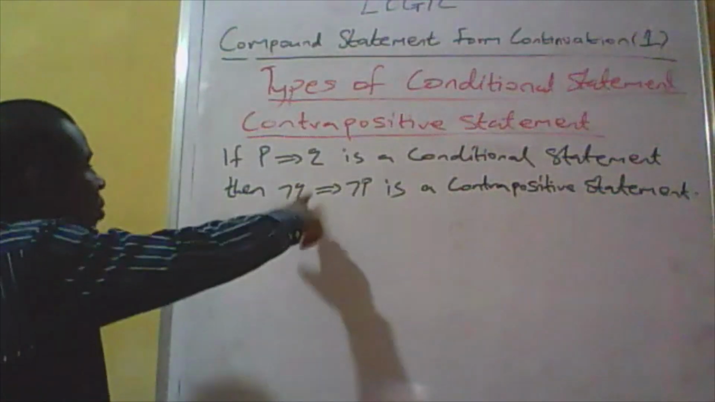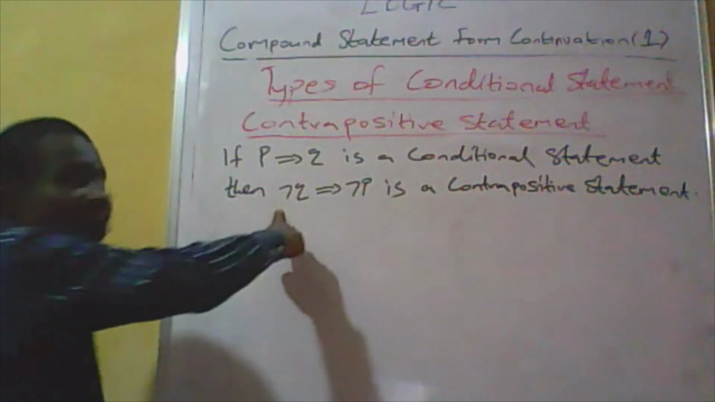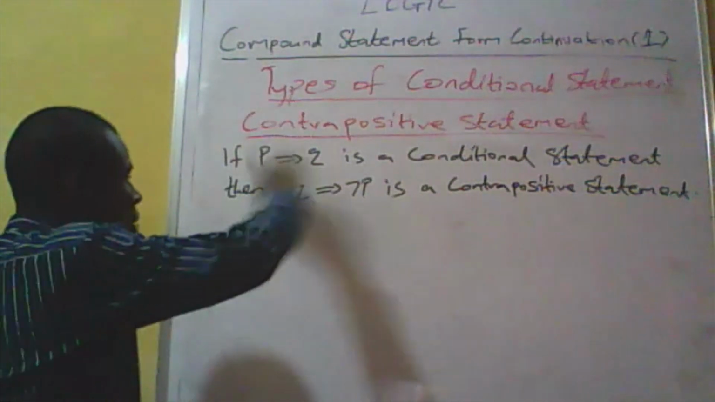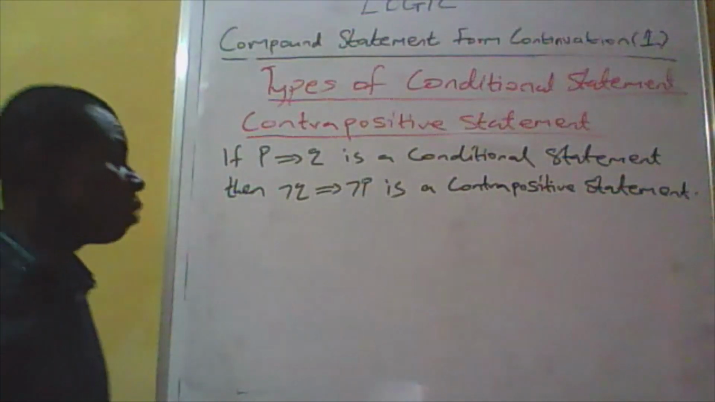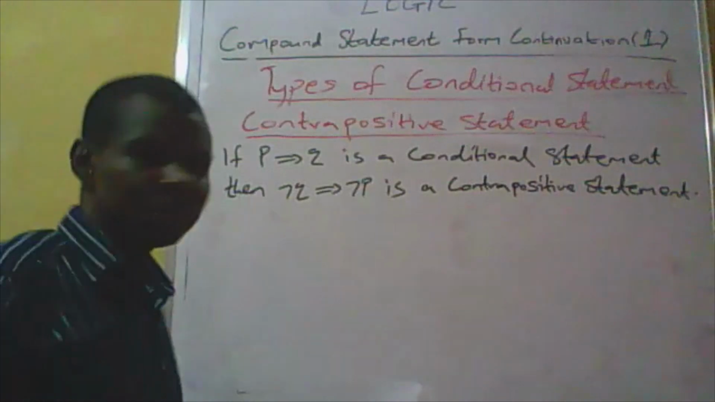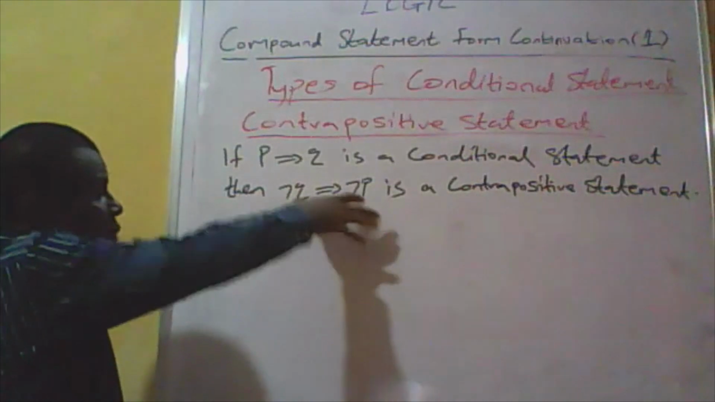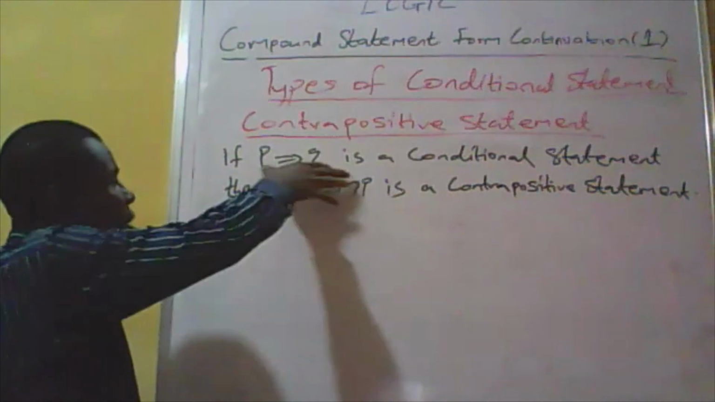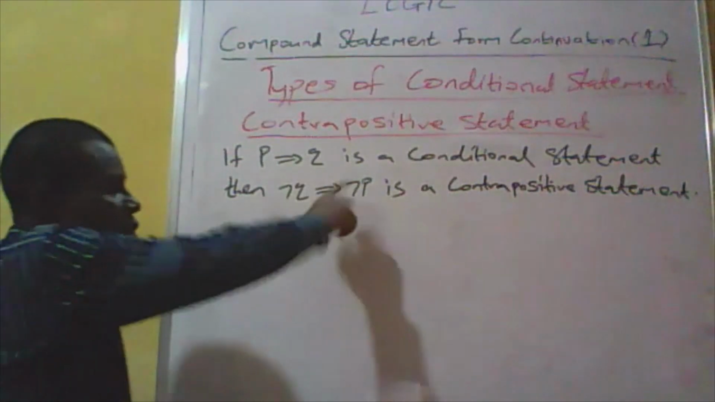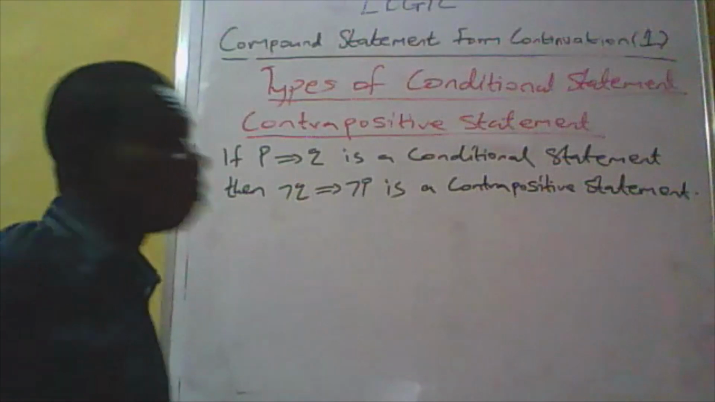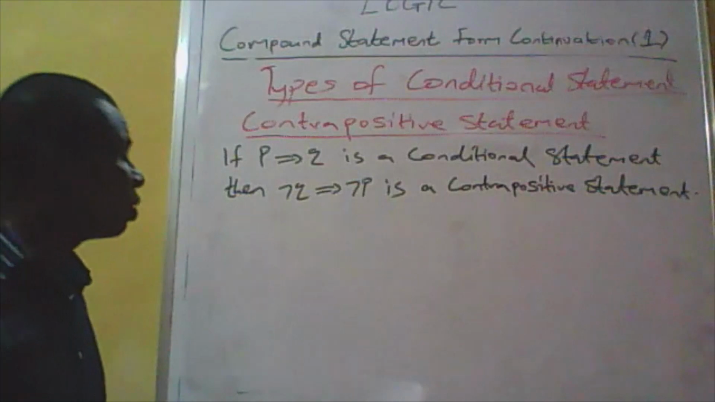This one will come here and becomes not Q, and this one will go there and becomes not P. If Q comes here, it becomes not Q. If P goes there, it becomes not P. That's why it's called a contrapositive statement. So this is the syntax of the contrapositive statement. Whenever P implies Q, then not Q implies not P. It has the same semantics as the conditional statement.